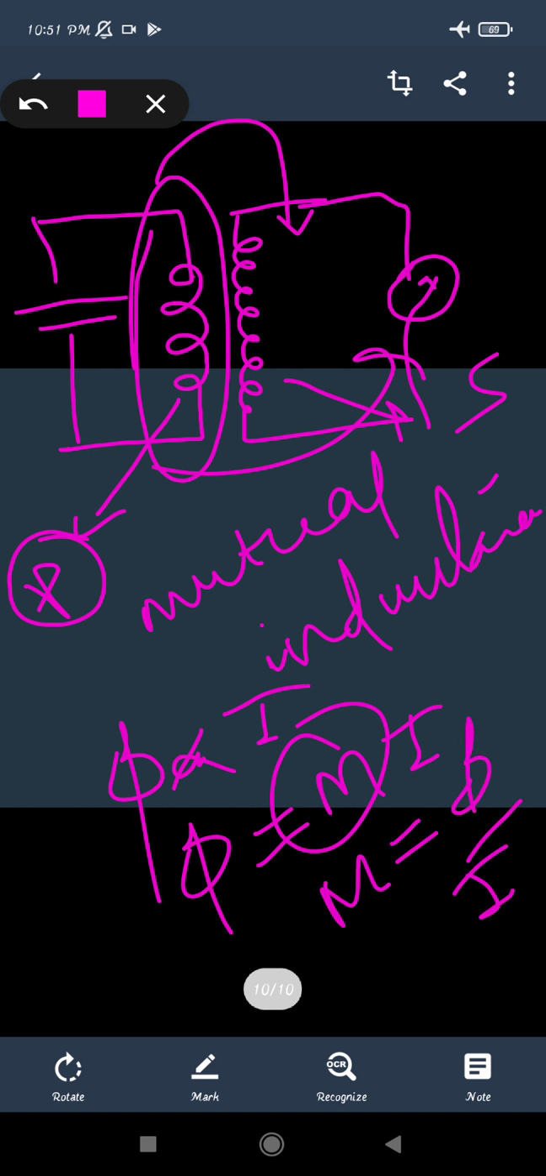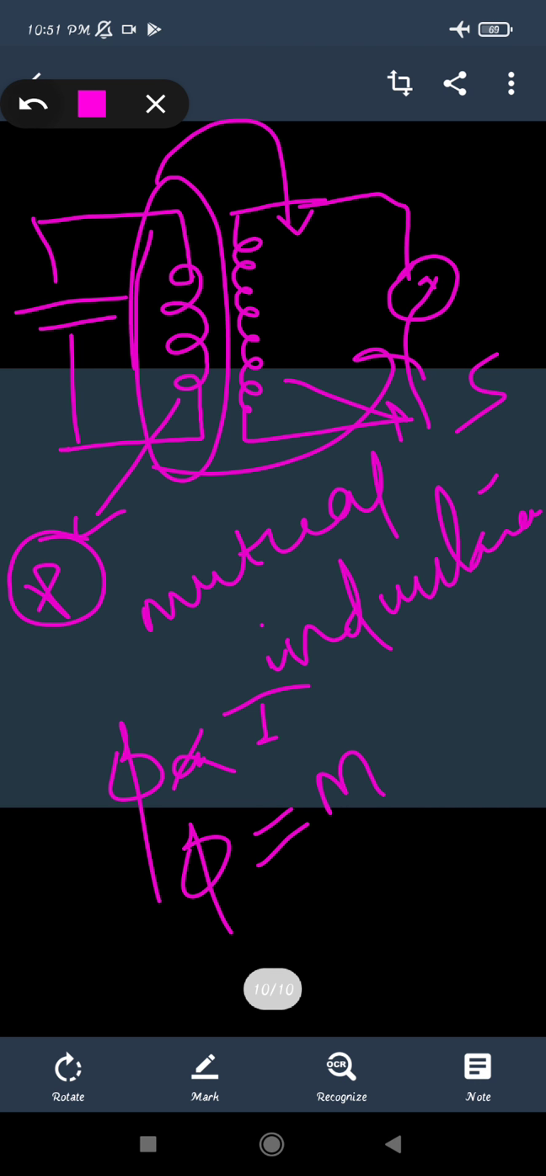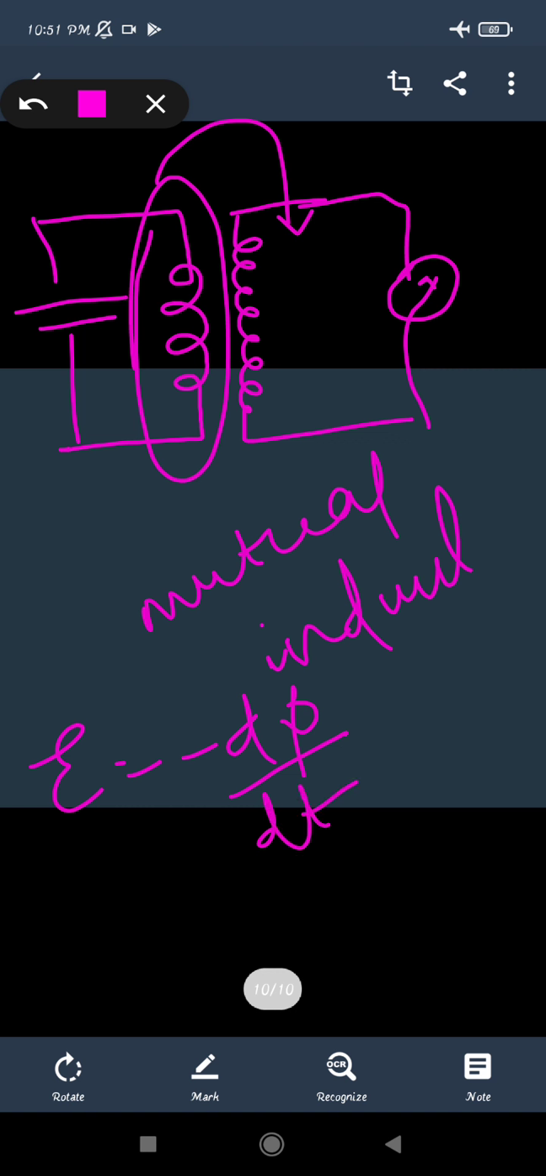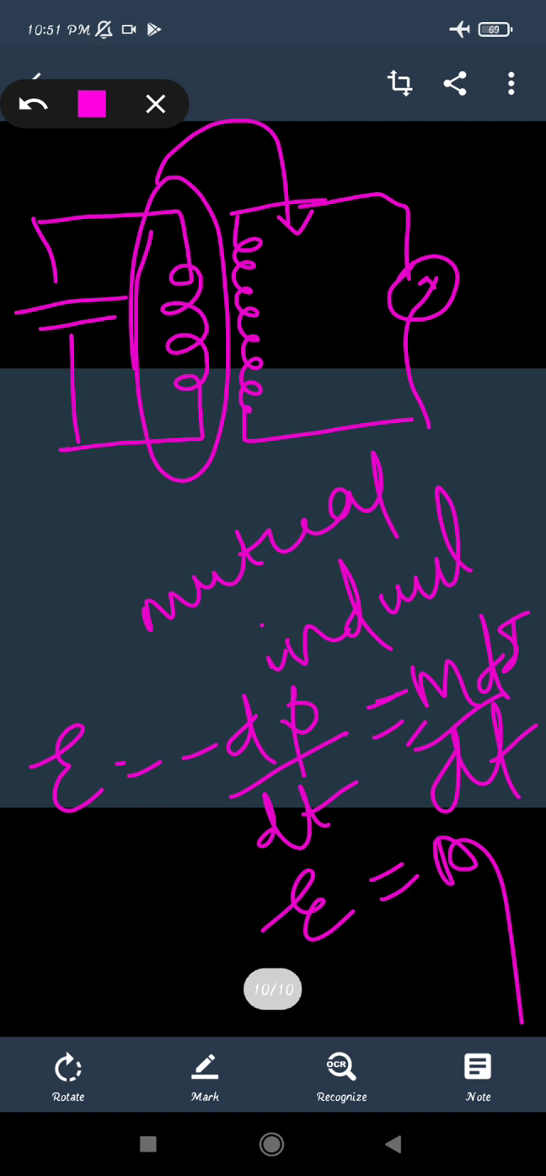Or by putting the value of epsilon, we can write E, that is EMF, is phi by dt. There also we can find out the value of the EMF. That is, EMF will be given by minus d phi by dt, Mi, M will be coming out, and it will be M di by dt. And if the current is unity, then the EMF will depend on the mutual inductance, right?